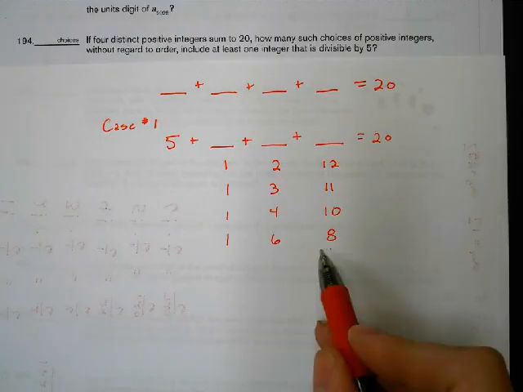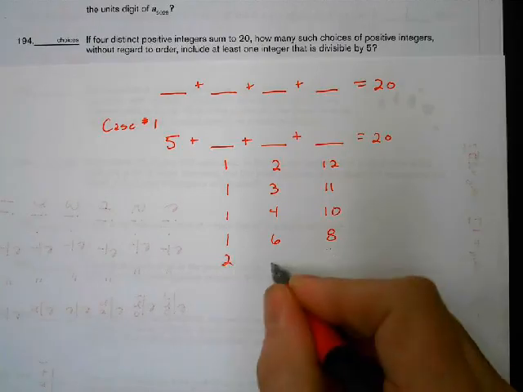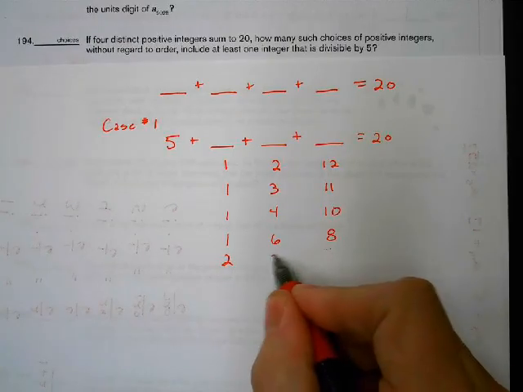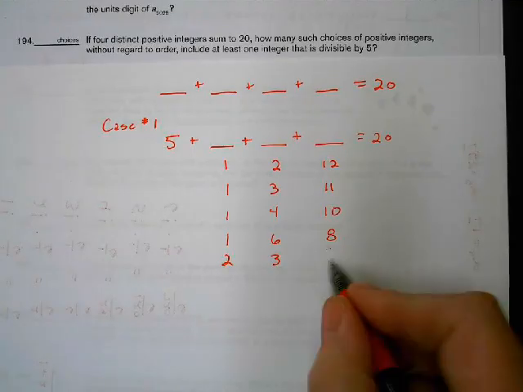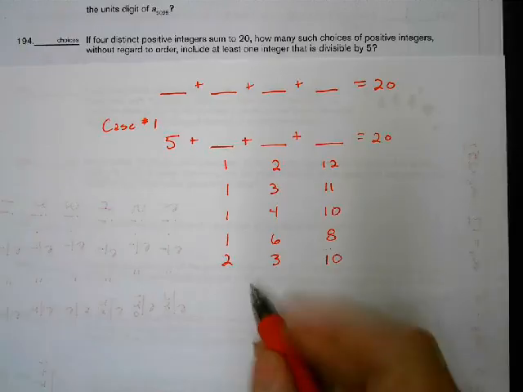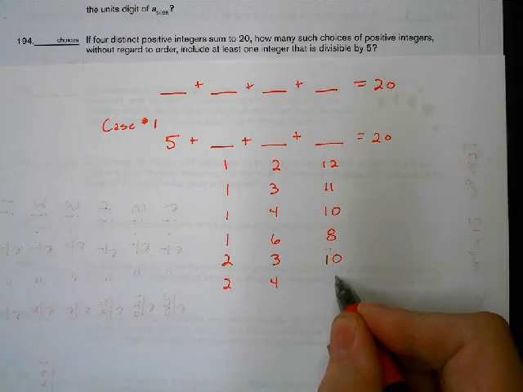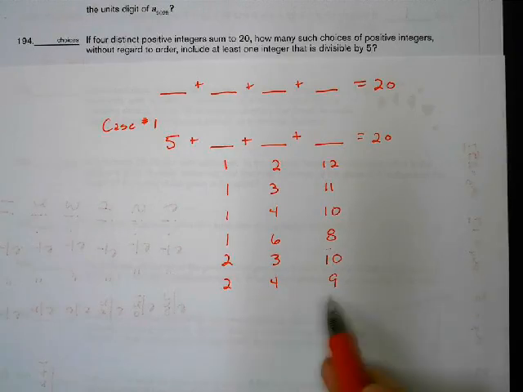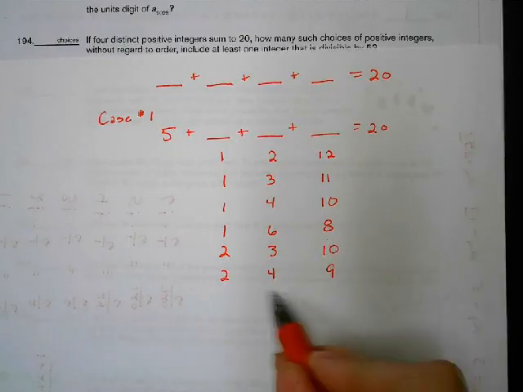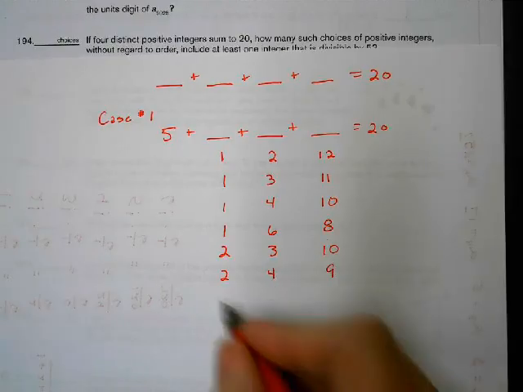So now I'm going to move on to 2. I can't start at 2, so the next number is going to be 3. 2, 3, and 10. There we go. We've got that one. Next one, I'd try 2, 4, and 9. So this adds up to 15. Everything's going well. Then I can't do 2 and 5 because I already have a 5 up here. So maybe I would try 2, 6, and 7.